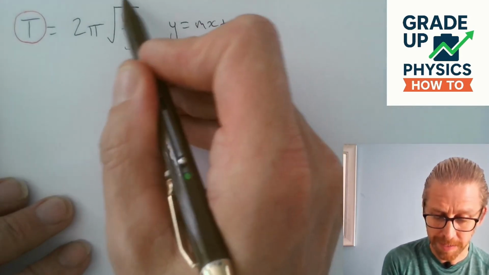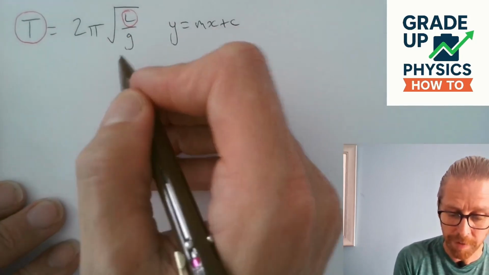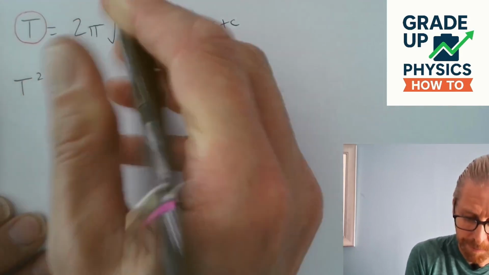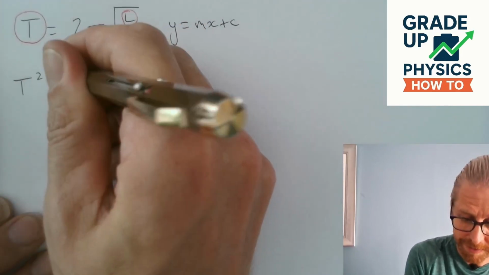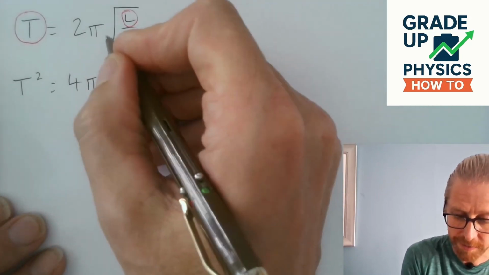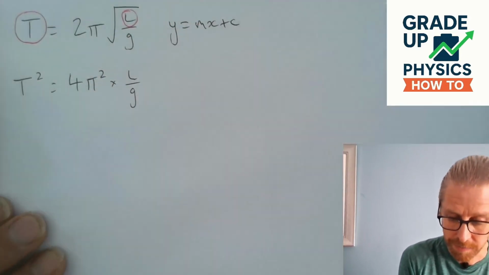So obviously the big issue is we've got this square root. Our standard way of dealing with this is to square every part of this formula. So I'm going to square my T, so I get T squared. I'm going to square my 2 pi, so that gives me 4 pi squared. And then we're going to square this last little bit, and what that leaves is L over g.